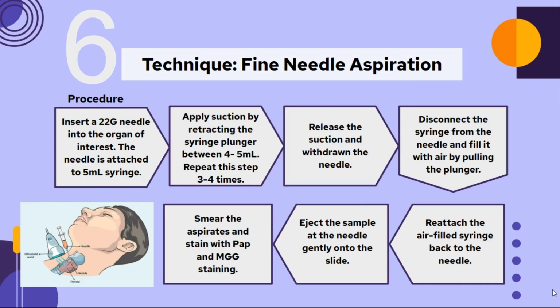This is fine needle aspiration procedure. A needle is attached to a syringe and inserted into the organ of interest. Apply suction a few times and release the suction, then we withdraw the needle. After that, disconnect the syringe from the needle and fill it with air by pulling the plunger. Then we attach it back to the needle. Eject the sample onto the slide and finally smear the aspirates and stain with PAP and MGG staining.